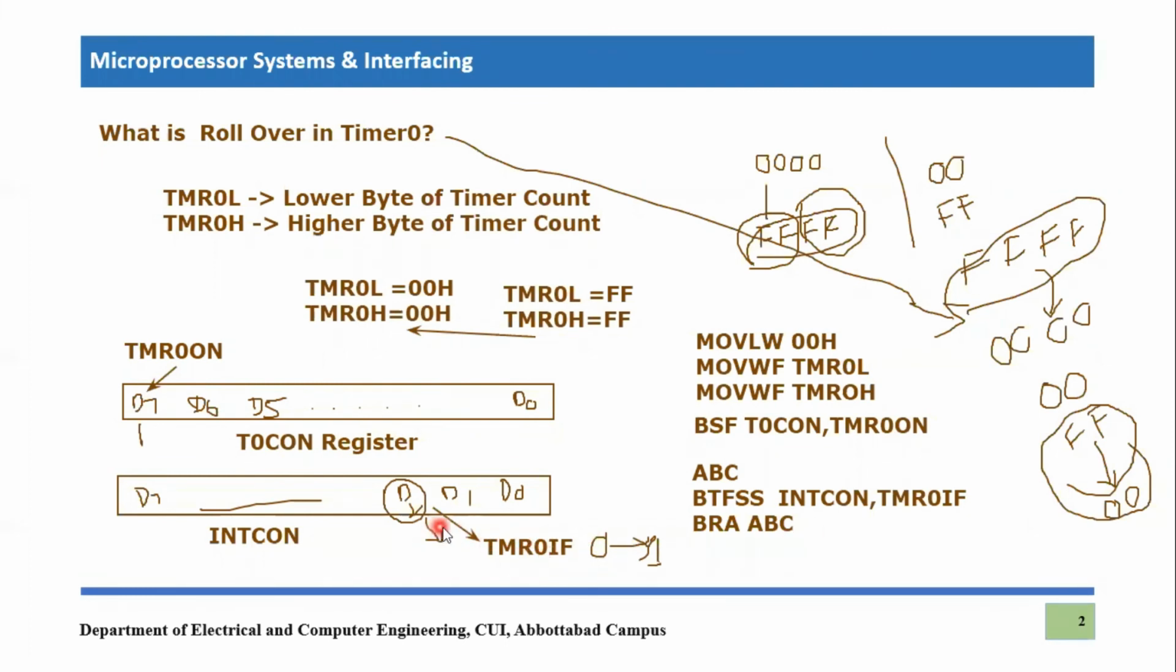Timer0IF, initially it should be 0. Remember, I can simply write one more instruction to make it 0 in advance, right? But if you are just restarting this program, it will be 0. And we will check this particular bit using the bit test file instruction, using this interrupt control register. And which bit will we be checking? We will be checking its D2 bit, or Timer0IF bit. I hope this point is clear in your minds.